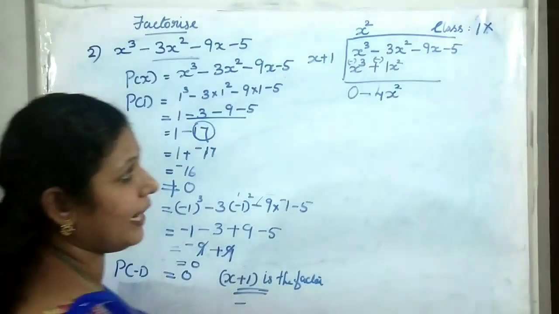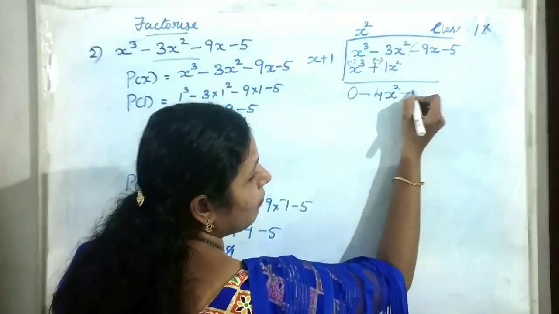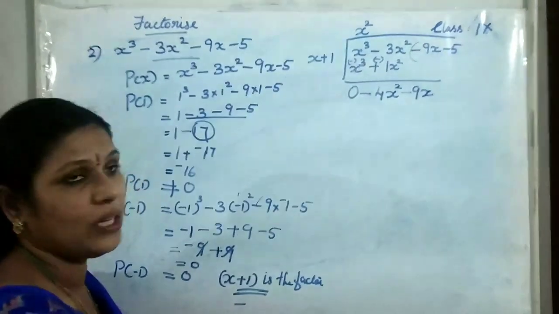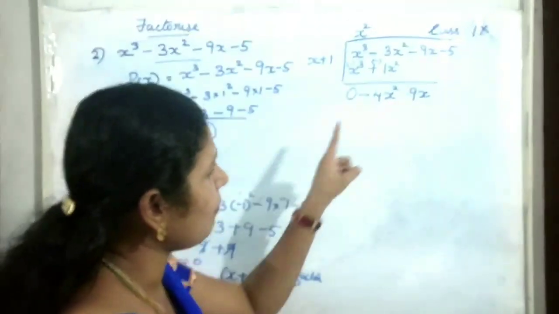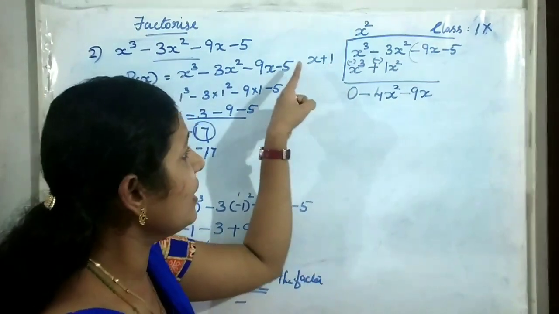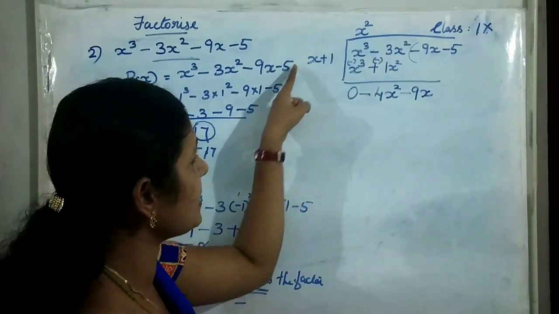Understood, children? The next term is minus 9x. Bring down this minus 9x from the top. Now our aim is to get this minus 4x square here. So for x, which number? Here the coefficient is 1.